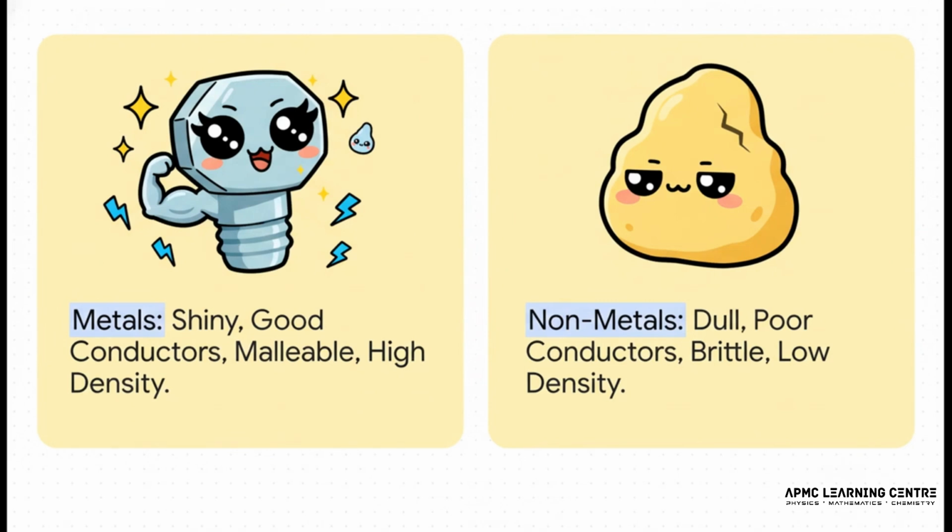Okay, so we can sort these elements into two big groups based on their properties. First, you have your metals, things like copper and iron. You know the drill. They're usually shiny, they're fantastic at conducting heat and electricity, and you can bend them. On the other side, you've got the nonmetals, like sulfur or oxygen. These are pretty much the opposite. They're generally dull-looking, brittle, and they act as insulators instead of conductors.